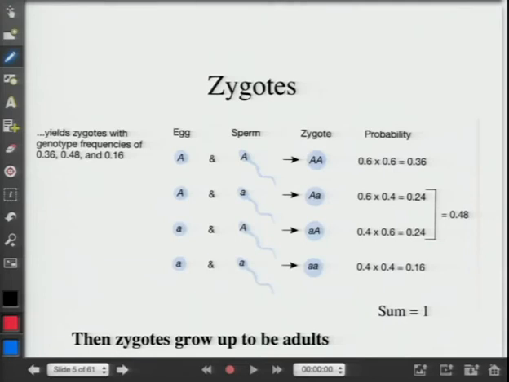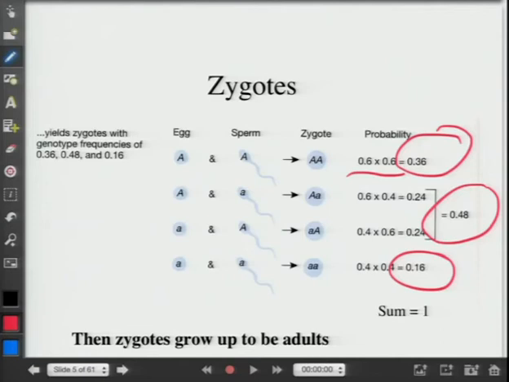And this slide is just the same as the last. It's saying that this frequency should be 36%. It's the product of the allele frequencies. There's two different ways of getting heterozygotes. Big A egg, little a sperm, or big A sperm, little a egg. So these sum together, it's the same genotype, to be the 48%. And the little a homozygotes are 16%. These are allele frequencies.